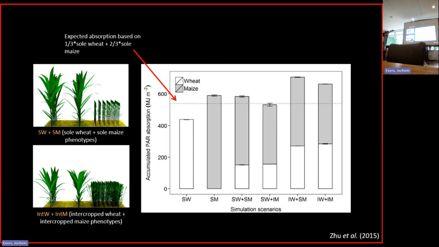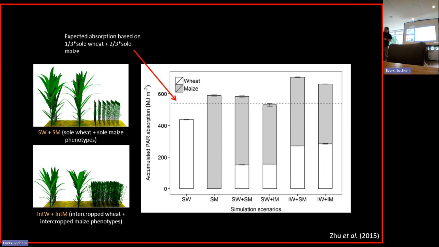This is, of course, also what we were expecting. If we have these tillering, leafy wheat plants in there, especially in the border rows, you get a lot more light capture, and this is indeed what you see. With the sol maize still, if you also have the intercrop maize phenotype, it goes down again a little bit. So this is what we expected, more light interception if you have this intercrop wheat phenotype. What could be the reason, if you think about it, that with the total phenotype, so also using the intercrop maize phenotype, the total light capture is again a little bit lower?